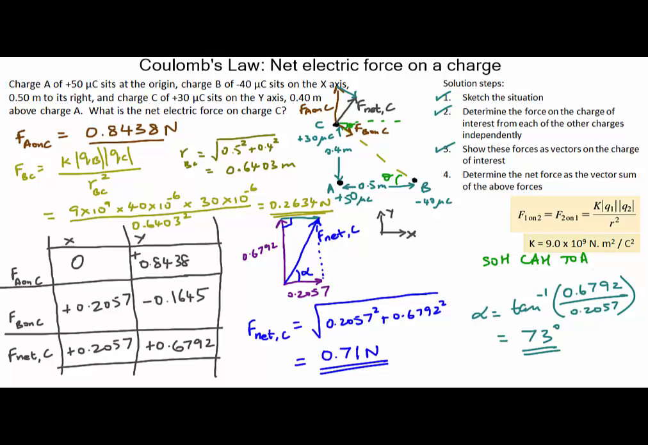So that's our final answer. We've determined the net force on charge C as the vector sum of the other two. So this magnitude is equal to 0.71 Newton, and it acts at an angle of 73 degrees above the positive x-axis.